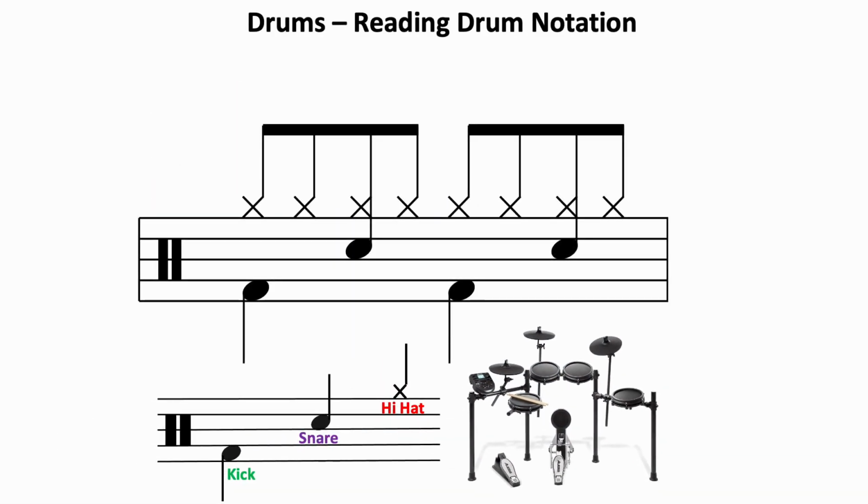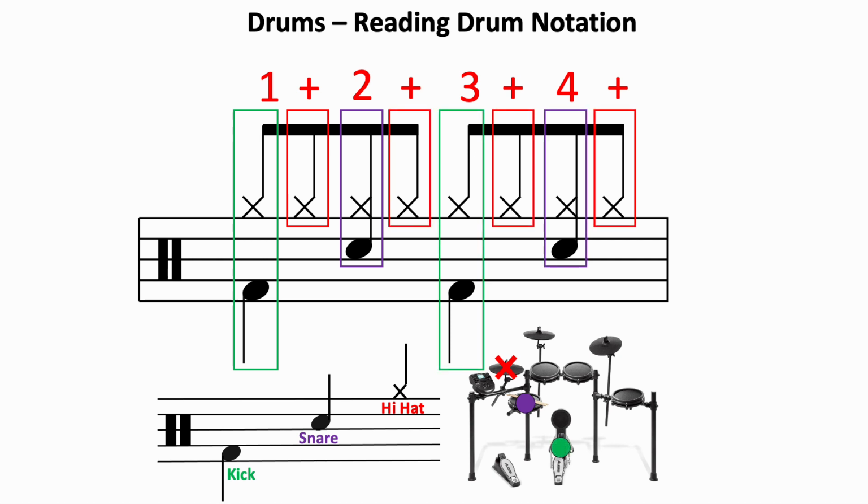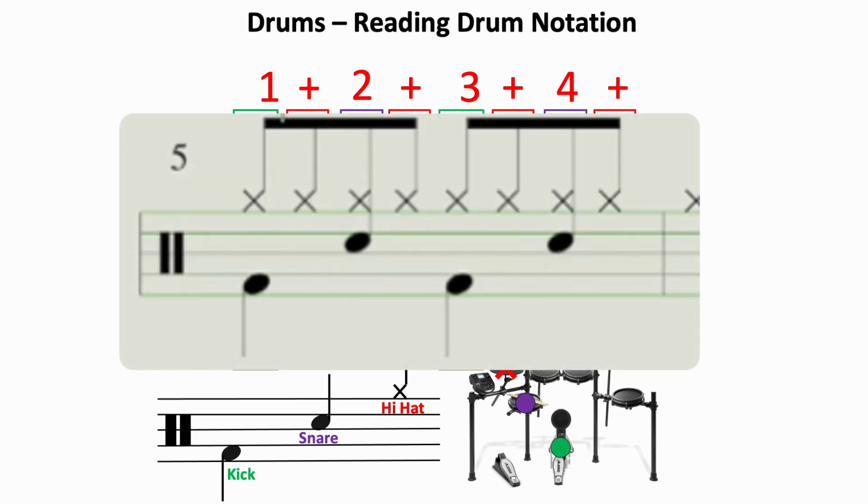When reading drum notation, we usually count 1 and 2 and 3 and 4 and. Then we play the parts of the kit which are on those beats. Beat 1, in this instance, has a kick and a hi-hat. The and beat is just a hi-hat. Beat 2 has a snare and a hi-hat, and so on. So eventually it should sound like this.